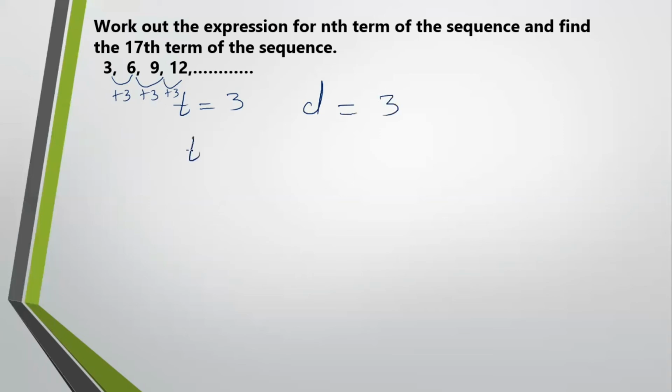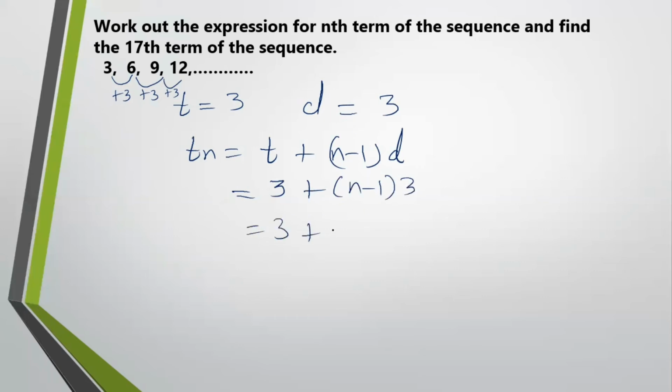Then our formula is Tn is equal to T plus n minus 1 multiplied by D. T stands for the first term, which is 3 here, plus n minus 1. Common difference is 3. So 3 plus 3 into n is 3n, and 3 into minus 1 is minus 3. 3 minus 3 is 0. So our nth term is 3n.